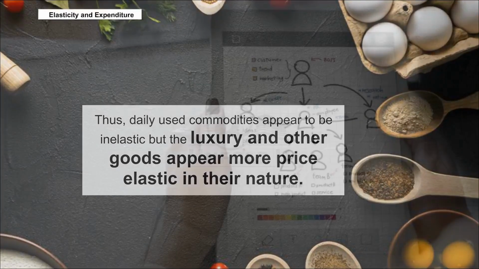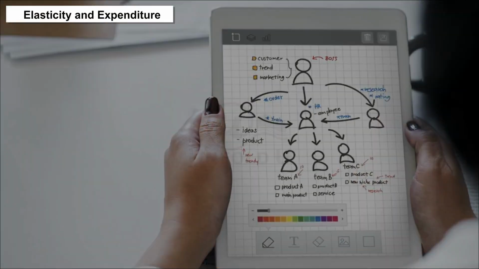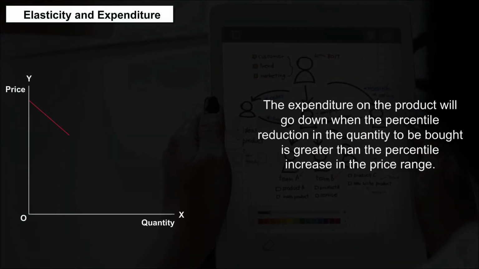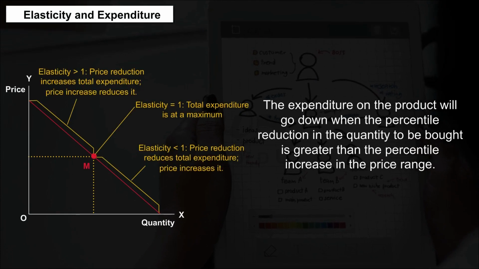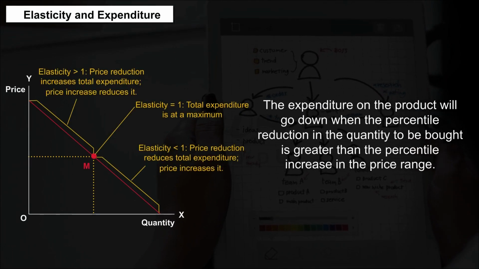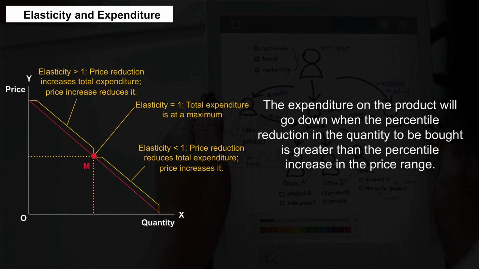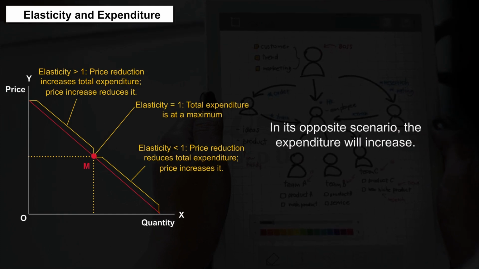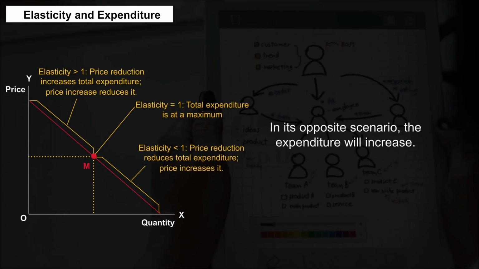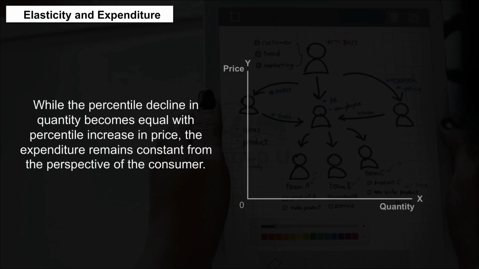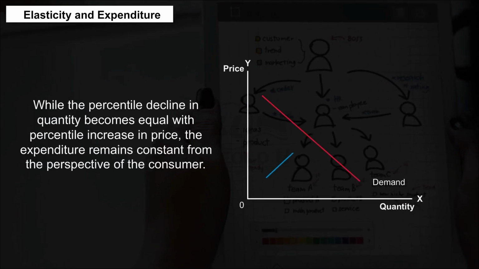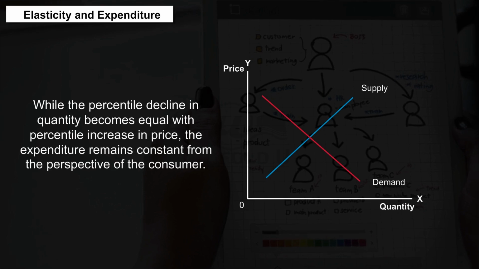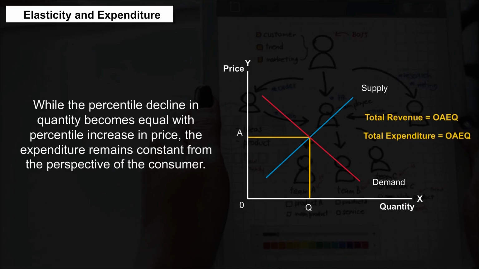Elasticity and expenditure. The expenditure on a product will go down when the percentage reduction in the quantity bought is greater than the percentage increase in the price. In the opposite scenario, the expenditure will increase. When the percentage decline in quantity becomes equal to the percentage increase in price, the expenditure remains constant from the perspective of the consumer.